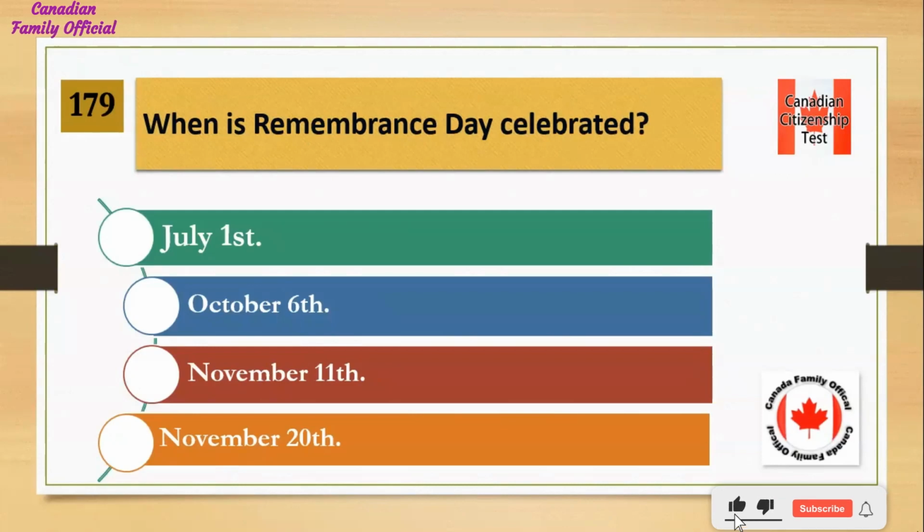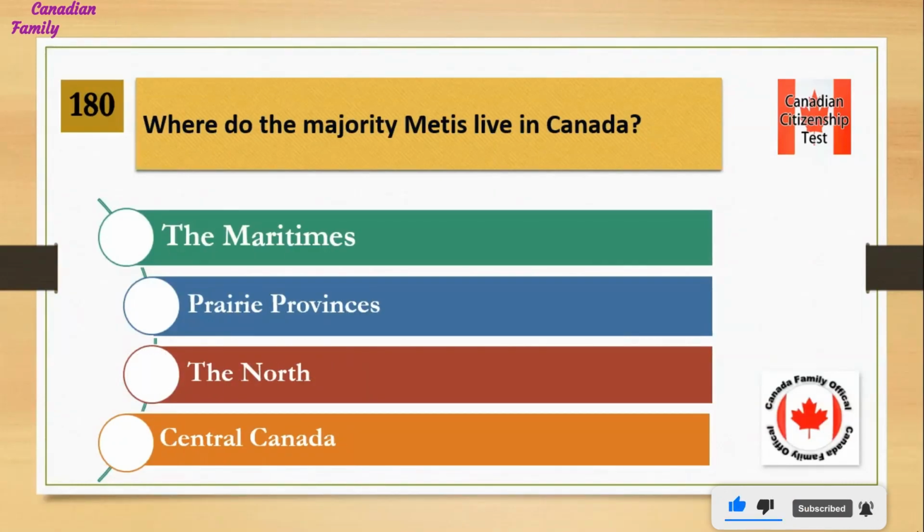When is Remembrance Day celebrated? Number 1, July 1st. Number 2, October 6th. Number 3, November 11th. Number 4, November 20th. And the answer is November 11th.